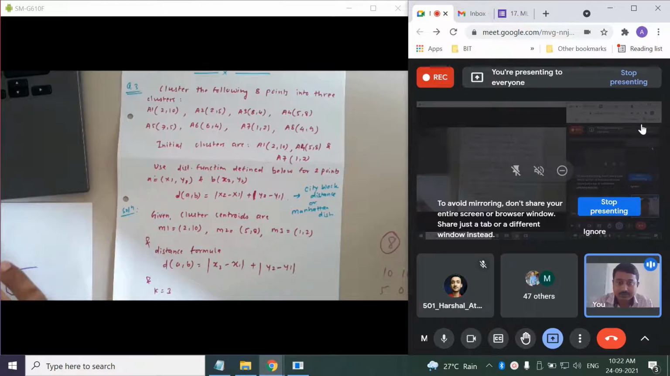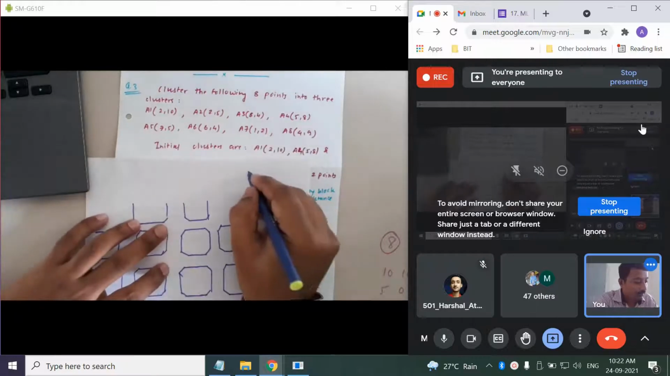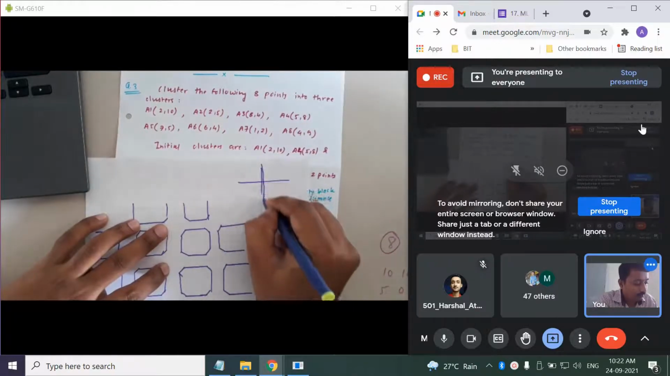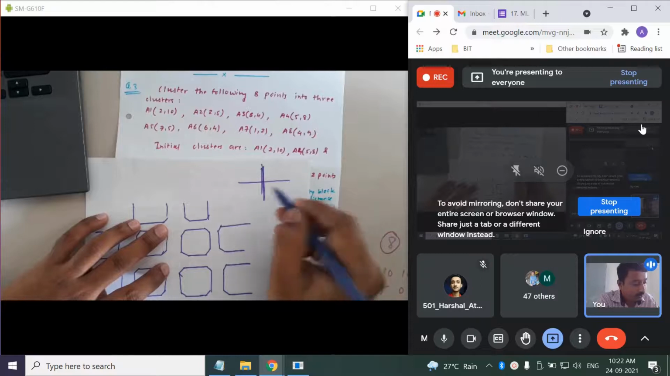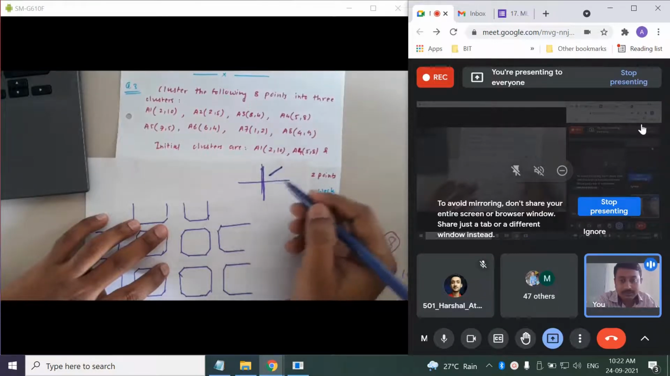Cluster centroids are given. A1 point is designated as the centroid of the first cluster, A4 for the second, and A7 for the third. The distance function is also given. If it is not given, you have to use Euclidean distance. You know the significance of Euclidean distance: it is the direct, straight line distance between any two points.